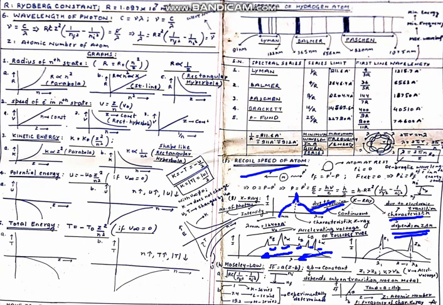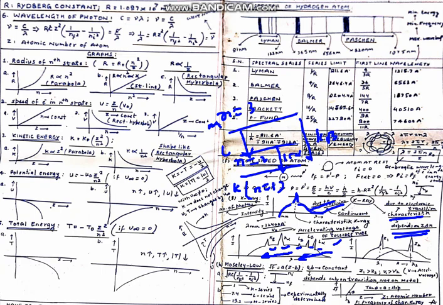K means, suppose there are shells. This is the K shell, this is the L shell, this is the M shell. The K shell corresponds to principal quantum number 1, L shell to 2, M shell to 3. So K alpha means this, K beta means this, L alpha means this. You must be knowing that for transitions to the K state, energy is maximum, so its wavelength is going to be minimum. In this way you can analyze this.